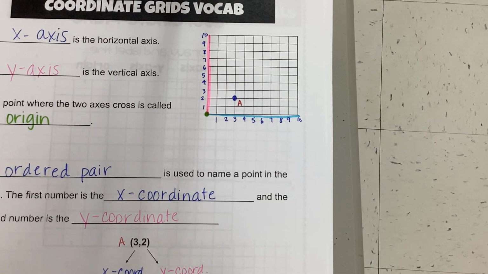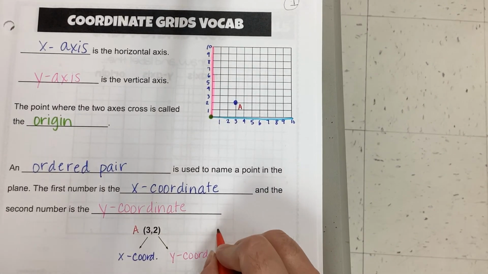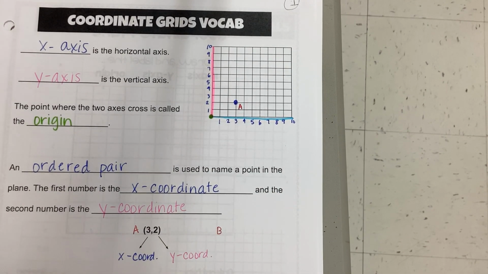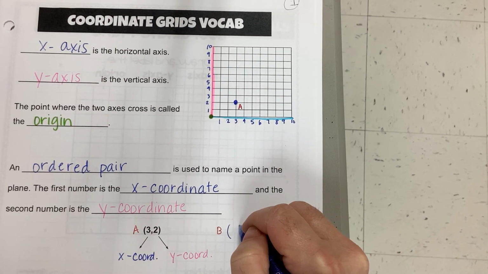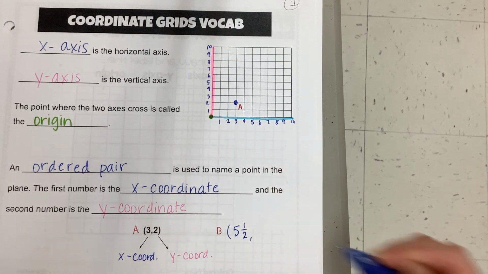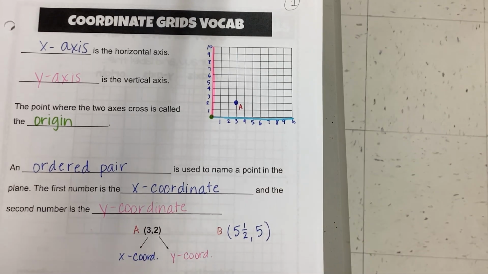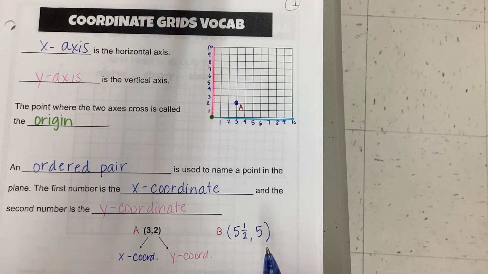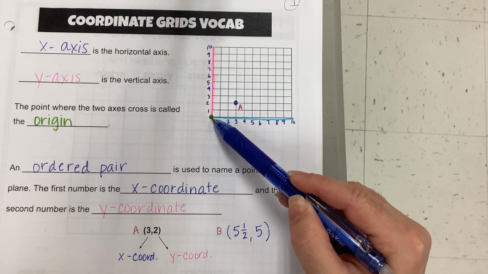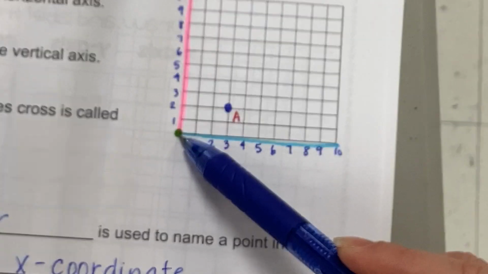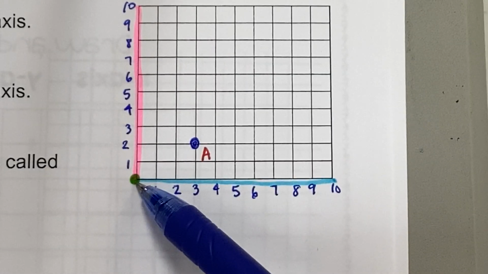Let's do one more. Let's do point B. And we'll say that point B is an ordered pair that has an x coordinate of 5 1/2 and a y coordinate of 5. Okay, so I'm going to start at the origin. I'm going to zoom in here so it's easier to see. I'm going to go over to the x coordinate, which is 5 1/2.